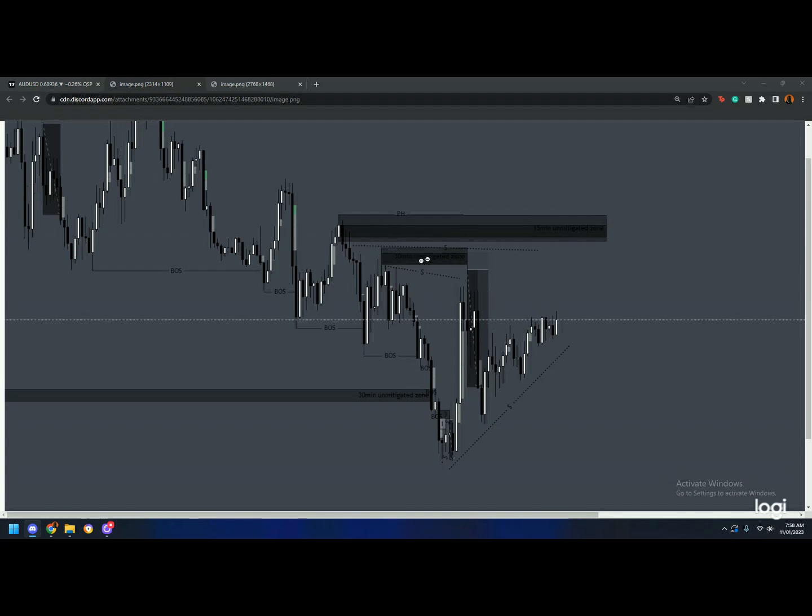Now, this would be valid if price breaks structure here and then mitigates this, which is not valid yet. But if price makes another low, then okay, that's when it's valid. That's when you look for another zone to short, and then this over here is not valid anymore. The high zone is more valid because of the liquidity build-up.